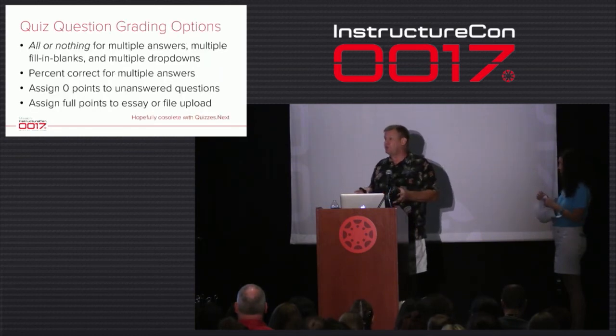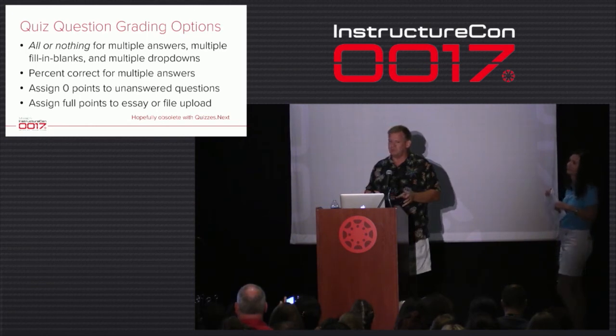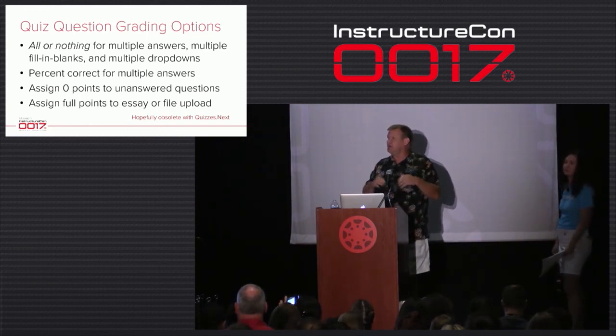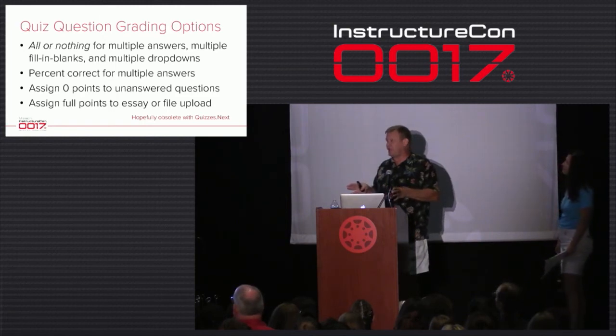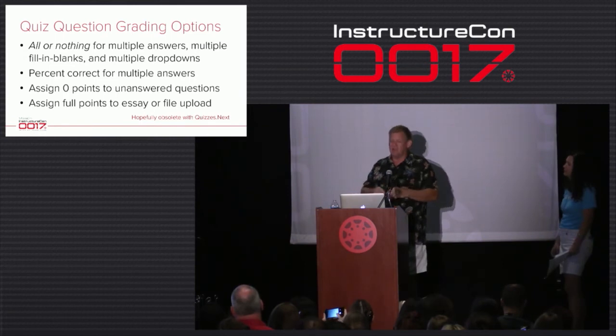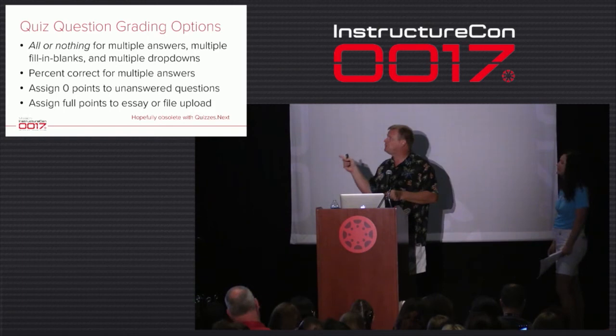There are also some grading questions. Some people have wanted all or nothing for those multiple answer questions, and this will allow you to do that. You can also do it for the multiple fill in the blanks or the multiple drop downs. It doesn't change what's in Canvas, like the way that Canvas grades it. This is an add-on that you run manually, although for any of those buttons, you can say automatically run this.